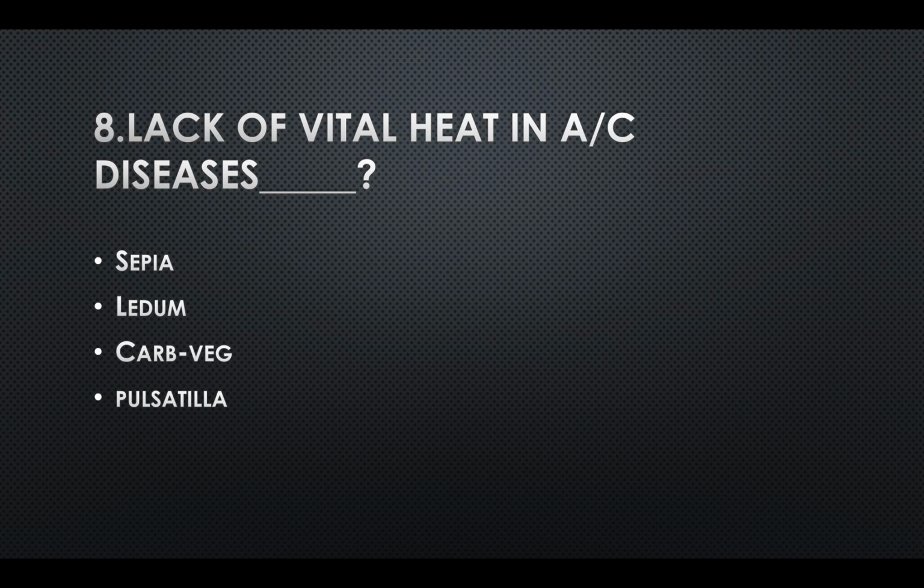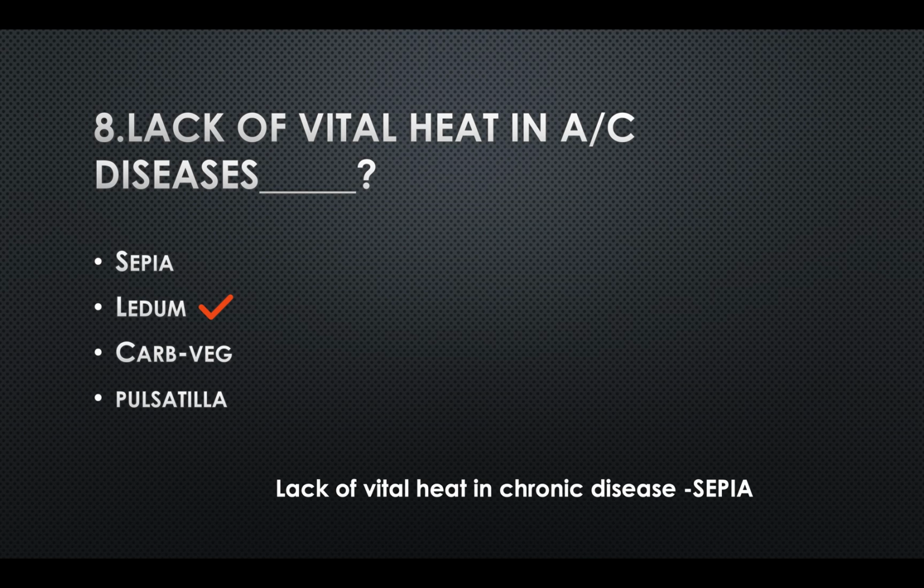Lack of vital heat in acute disease: option A sepia, option B ledum, option C carbo veg, option D pulsatilla. Answer: option B ledum. Lack of vital heat in chronic disease: sepia.